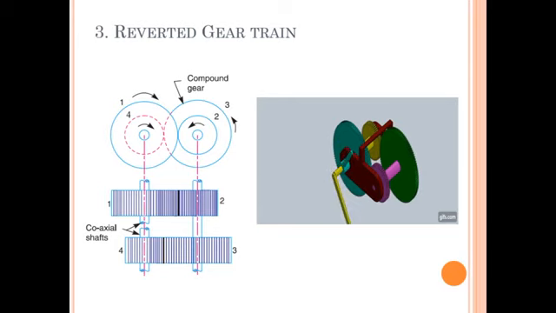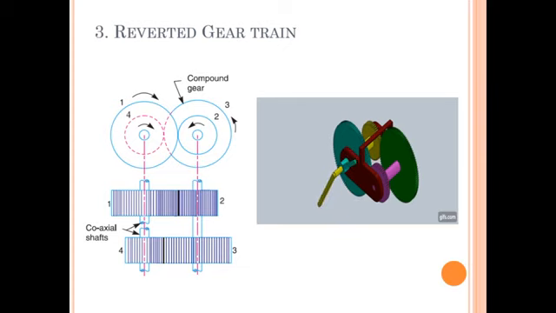The application for this reverted gear train is the minute and hour hand, or minute and second hand, of a wristwatch. In that wristwatch you can observe the minute hand is rotating with a different speed than the second hand and the hour hand is rotating with a different speed, but all hands are coaxial. This can be done by this reverted gear train.